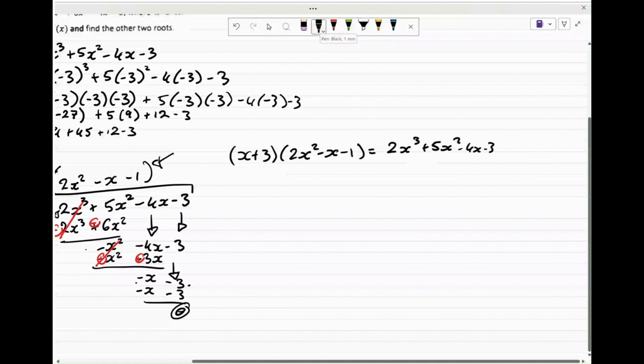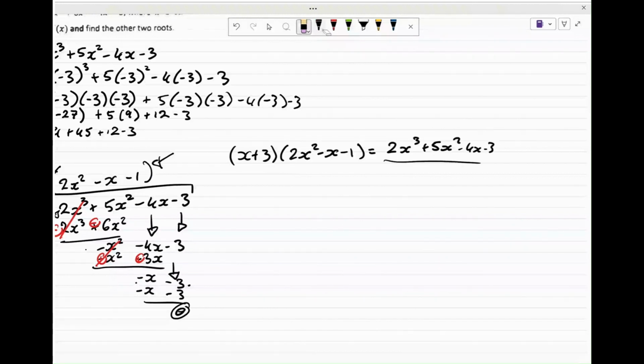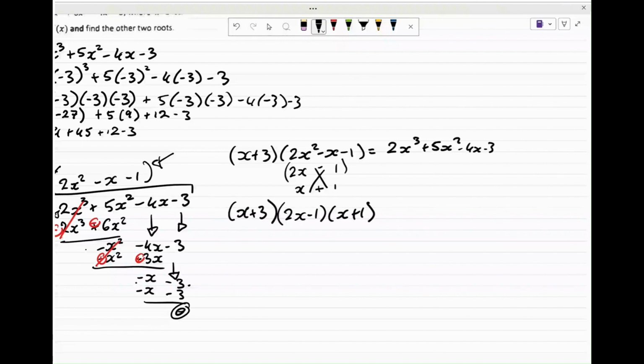And we know that factors multiplied by each other will give the expression. So we know that this is also going to be made up of factors. So we can factorize this. 2x, x, 1, 1. We want to end up with minus 1. So minus 2 plus 1. So 2x minus 1 times x plus 1 times x plus 3 will give us 2x cubed plus 5x squared minus 4x minus 3, our original expression, because factors multiplied by each other give expressions.